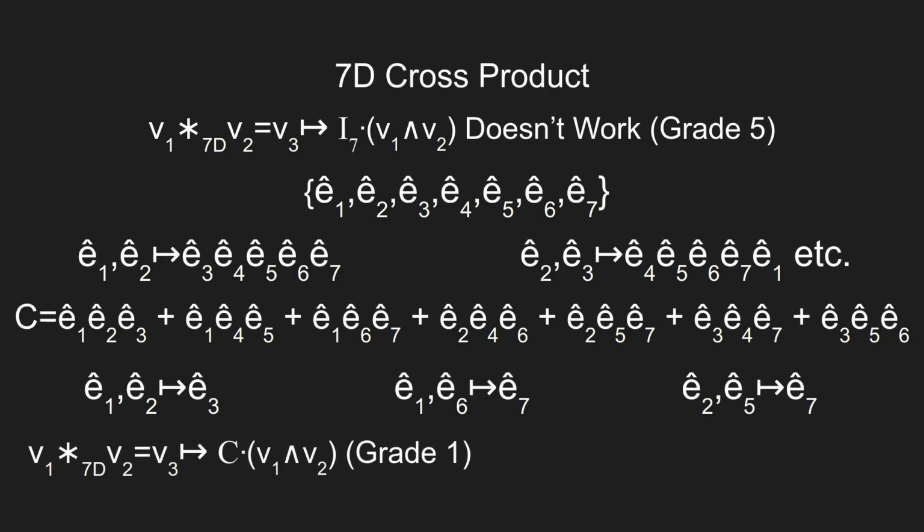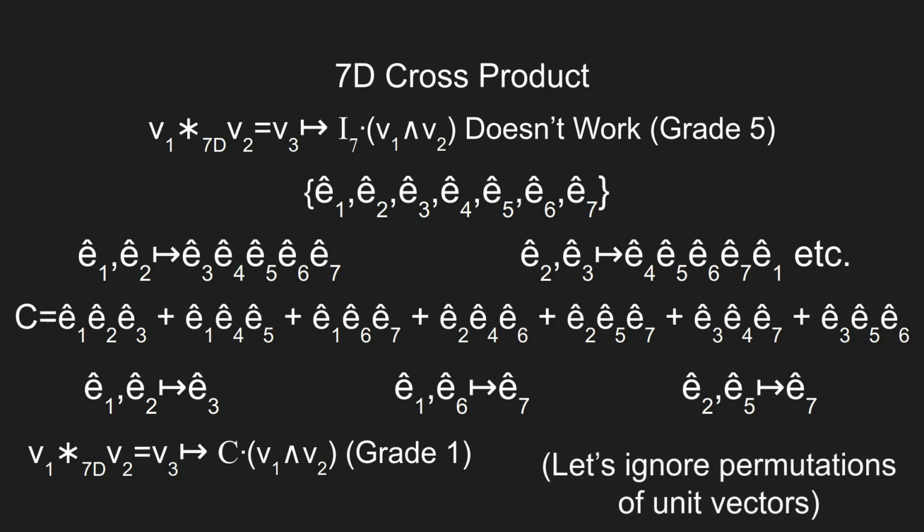However, the definition of this object is not unique, as switching any two unit vectors, E1 and E2 per se, yields another equally valid choice. However, let's ignore such permutations for the purpose of this video.